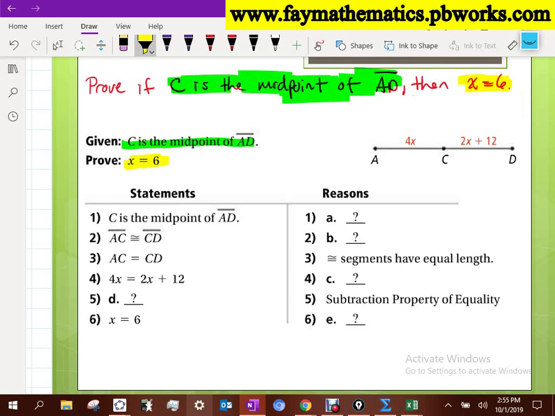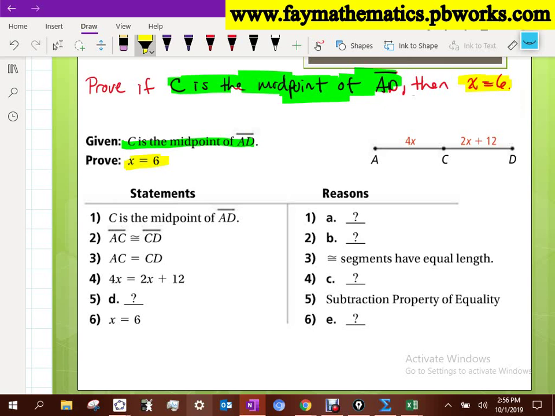Once we have that stuff deciphered and figured out, in this question they would also somewhere have to tell me that we've got that picture where AC is 4x and CD is 2x plus 12. But generally, that prove if C is the midpoint of AD, then X equals 6 would be enough for us to get the ball rolling with a proof.